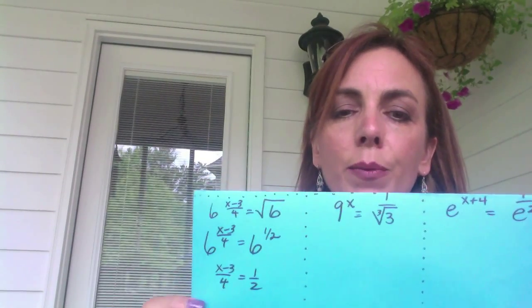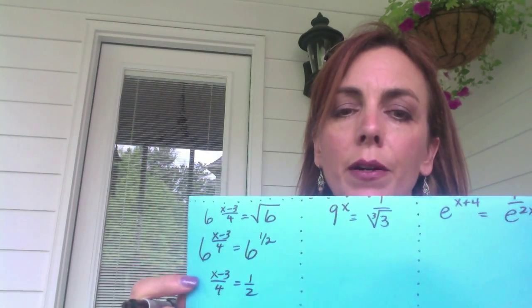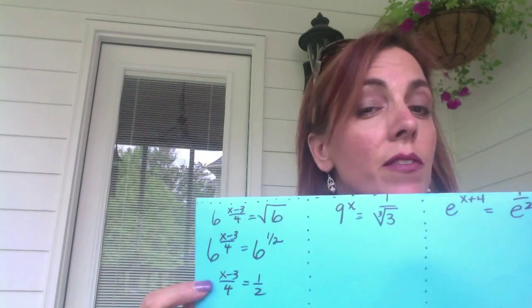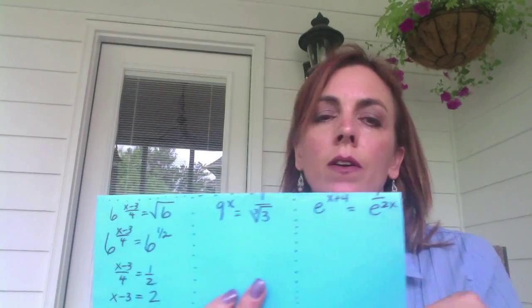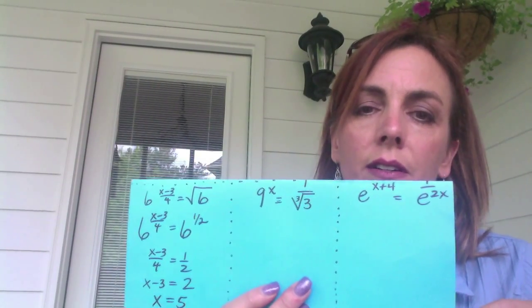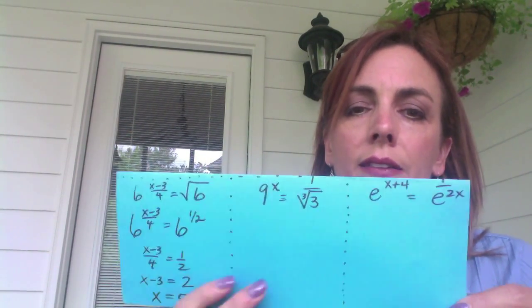And then, as you probably recall from linear equations, we can multiply both sides of this equation by 4 to get rid of our fractions. And I'd have x minus 3 is equal to 2. x then is equal to 5. Fantastic. All right, next example.